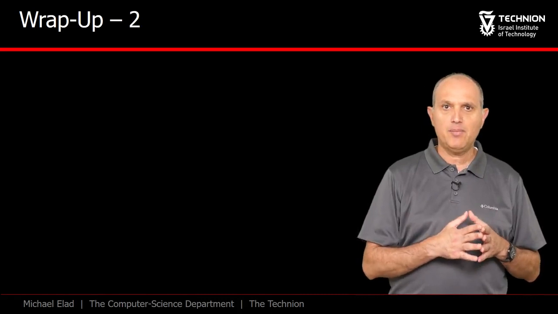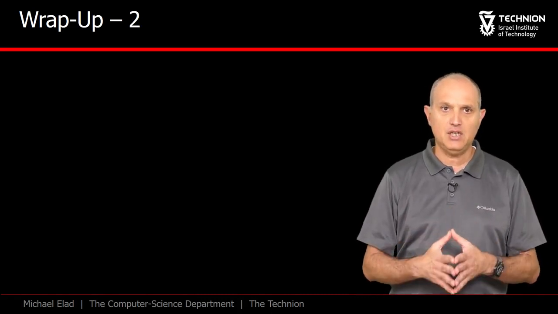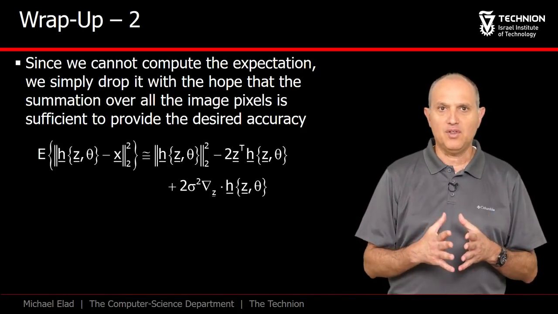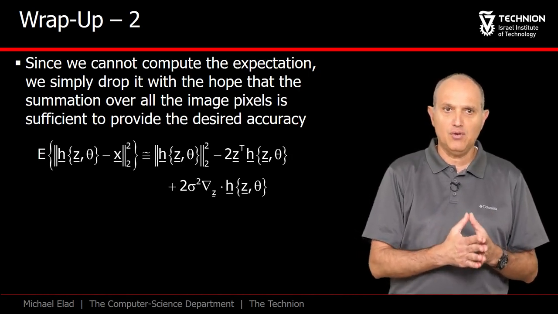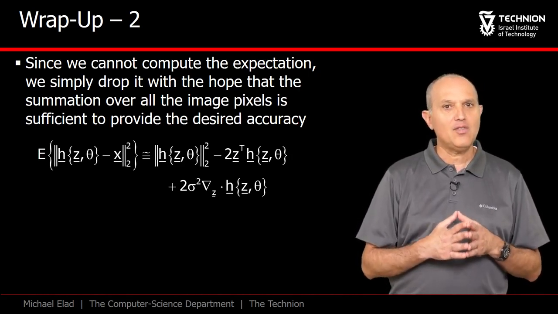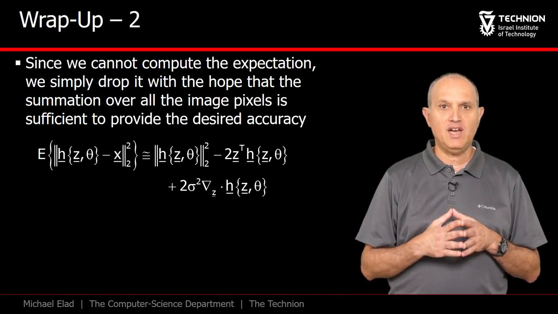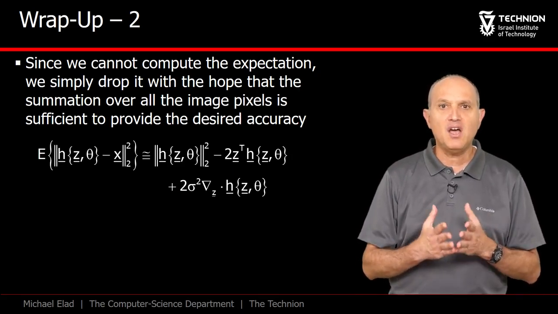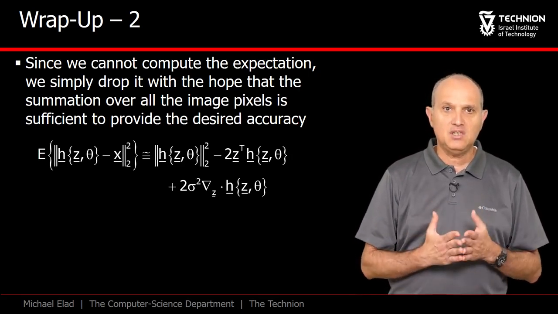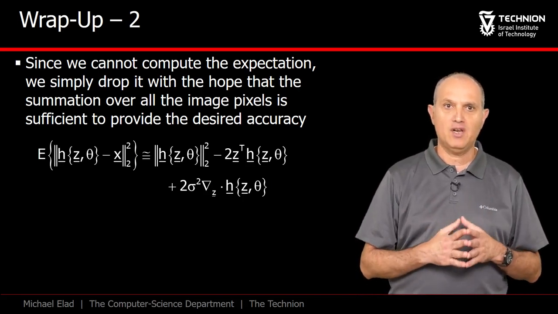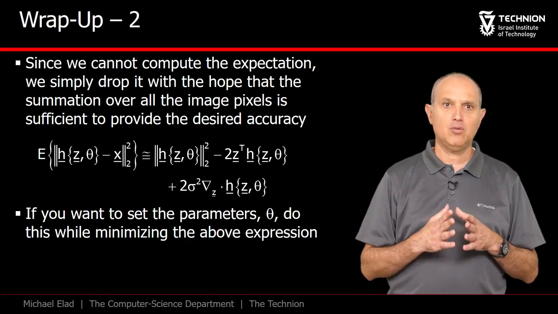One thing that kept popping out is the need to evaluate expectations. We cannot do that since we have only one realization of the noise. However, all the expressions we got accumulate their values by a summation over the entire image, and thus ergodicity replaces the need for a formal expectation. The bottom line is this.